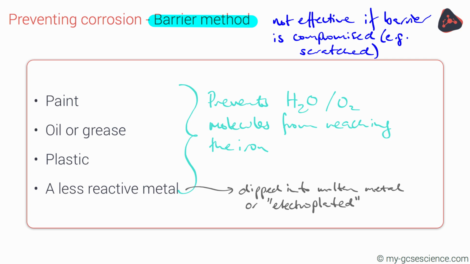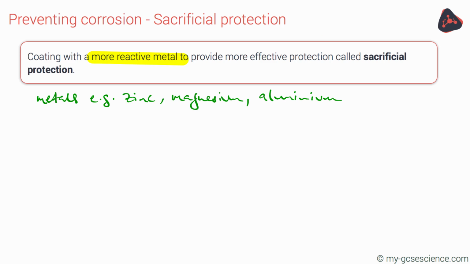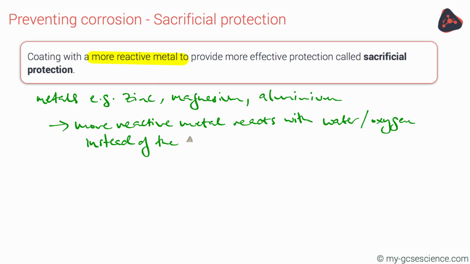So if you've got iron or steel, under particularly harsh conditions, such as an oil rig in the ocean, or a bridge or a pier near the sea, or if the object's going to be used for a purpose where it might get scratched easily, then we need a more effective method to protect it. And this is where the second type of protection comes in, and this is called sacrificial protection. This is when the iron is coated with a more reactive metal. Metals such as zinc, magnesium or aluminium can be used to coat iron, and this reactive metal will react with the water or oxygen instead of the iron, thus protecting it. Because it reacts instead, it can be thought of as sacrificing itself, and hence the name sacrificial protection.